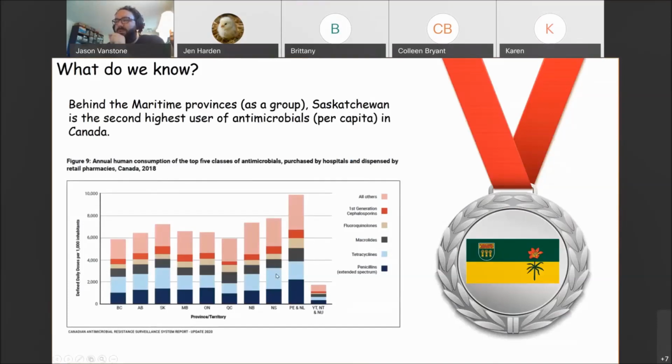If you combine New Brunswick, Nova Scotia, PEI and Newfoundland together, which they used to do in these reports, that was number one in terms of the highest use per capita of antibiotics. That puts Saskatchewan at number 2. So if you do the same thing, we're really the second highest user of antimicrobials in Canada per capita, and probably not a silver medal that we want. To me, this shows that we definitely have room for improvement in our antimicrobial usage.